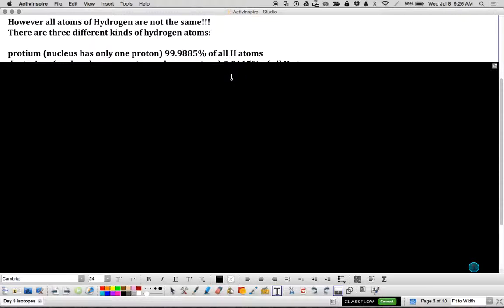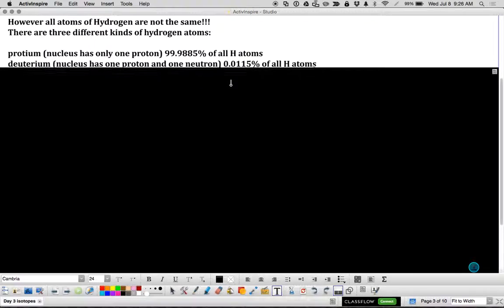Protium. This thing has a name. The nucleus of protium has only 1 proton. And by the way, 99.9885% of all hydrogen atoms are protium, meaning the nucleus has only 1 proton. Deuterium. The nucleus still has to have 1 proton or it's not hydrogen anymore, but now the nucleus also has 1 neutron. And this makes up 0.0115% of all hydrogen atoms. If you add up those numbers, that adds up to 100%.